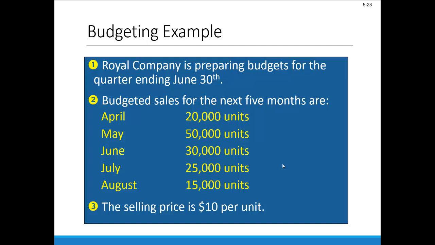So let's use Royal Company for our budget examples here. Let's say they're putting budgets together for the quarter ending June 30th. So that's April, May, and June. Let's say they've got budgeted sales for the next 5 months: April 20,000, May 50,000, June 30,000, July 25,000, and August 15,000. Let's assume this is just one product we're selling and that the selling price is $10 per unit.